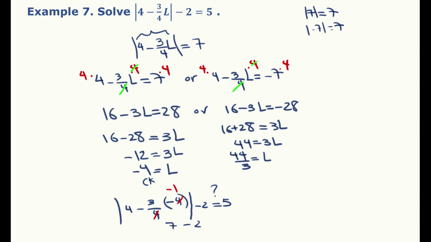So we want to know 7 minus 2, is that equal to 5? Yes, 5 does equal 5. So this one checks out. It is a solution. Now we'll go ahead and do a check of 44 over 3.